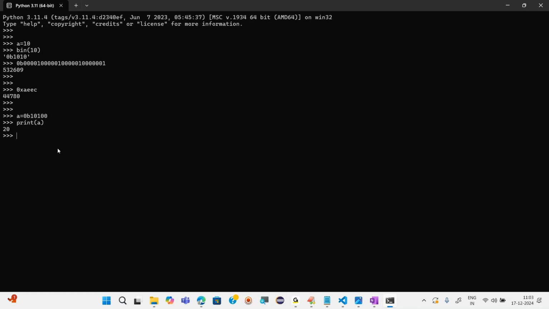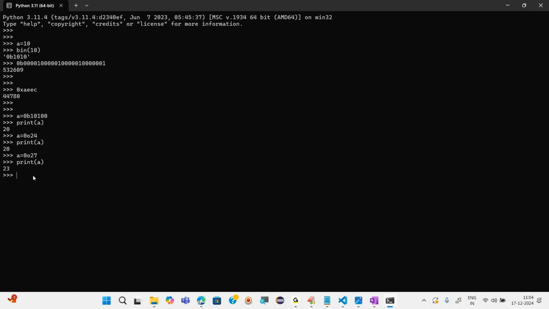Okay, this is binary. Let's talk about octal. So I'll say A is equal to 0o24. When I print this, 20 is the answer for the octal value. Let's change this, not 24, let's keep it as 27. Now 23 is the answer for octal 27. This 0o27 is my low level data, converting this low level data into high level data.